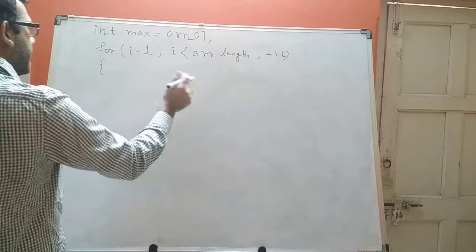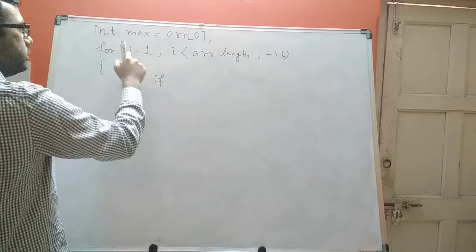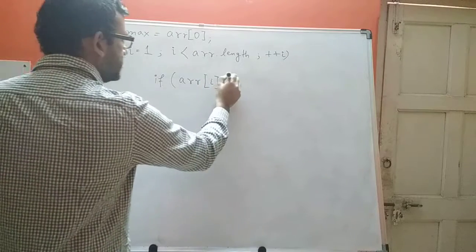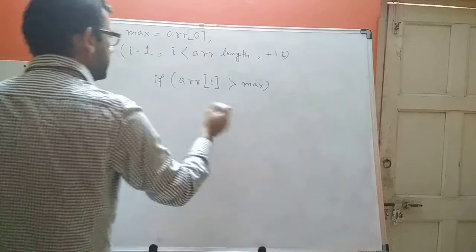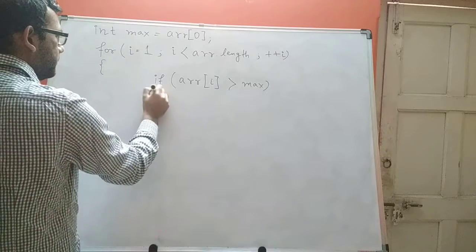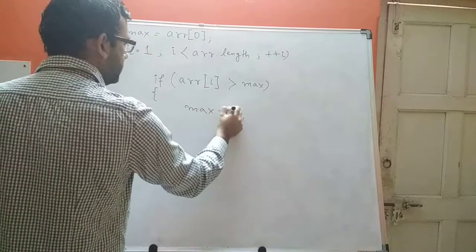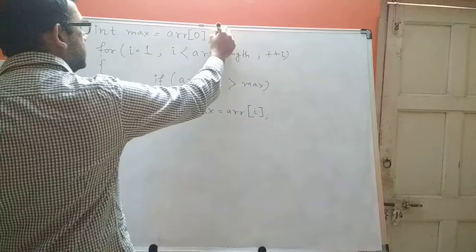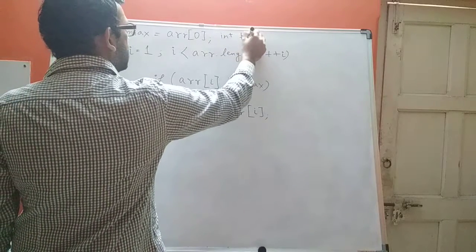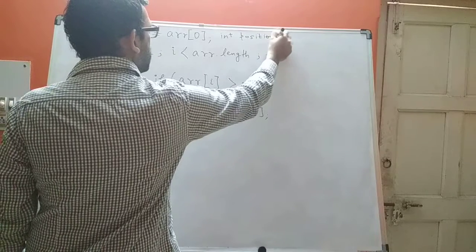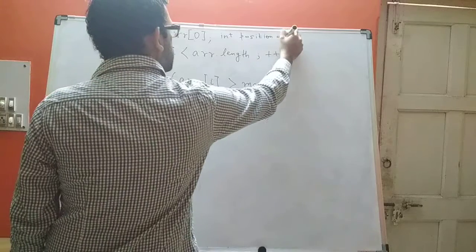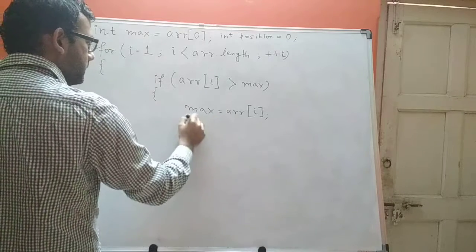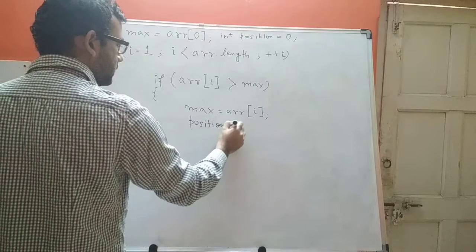Now I'll check. What will I check? I'll check my current element, which is my ith element. I'll check if my ith element is greater than my maximum or not. If my ith element happens to be greater than my maximum, then I'll update my maximum element to the ith element. And I'll also keep track of the position. So I'll have a variable called position. Initially the maximum element is the 0th element, so initially the position is 0. If the max is changed to the ith element, my position will also change to i.